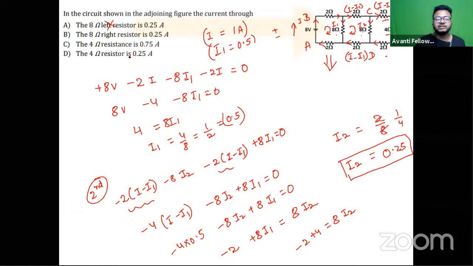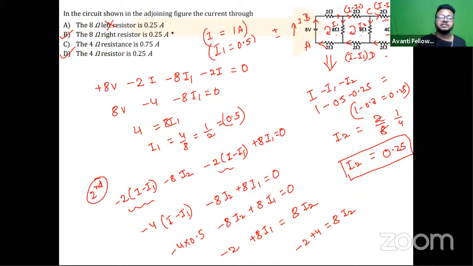Now if you want to cross-check whether what I'm writing is correct or not, look at the 4 ohm resistance. How much current is flowing through it? I minus I1 minus I2. So I is 1 minus 0.5 minus 0.25. How much will it be? We'll get 0.25. So which options are correct? We get option B and option D as the correct answers.